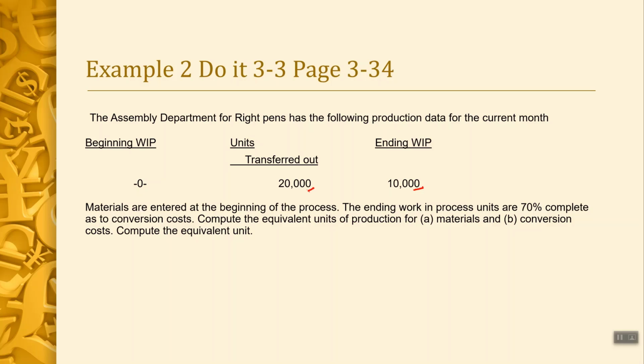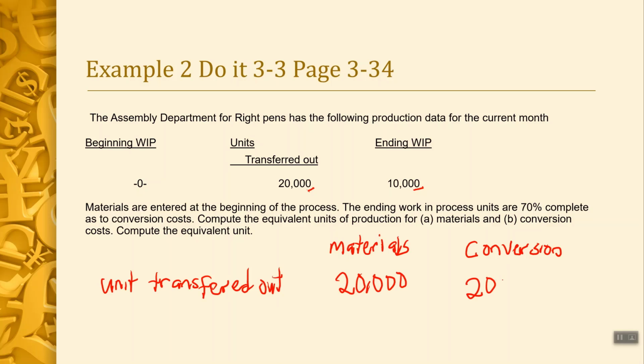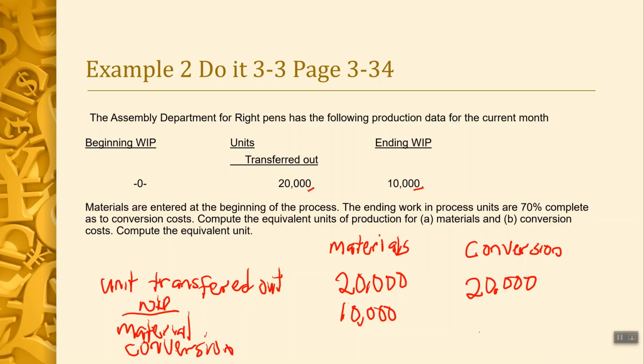Okay, so let's do this. So I have my materials and conversion, and then units transferred out. I told you that your units transferred out is always going to be 100%. Just finished and done. Our work in process for material, I have it to be 10,000 per the question, and our conversion is how many percent? So that is going to be 7,000. So in total, 30,000 equivalent units for material, and then 27,000 equivalent units for conversion.